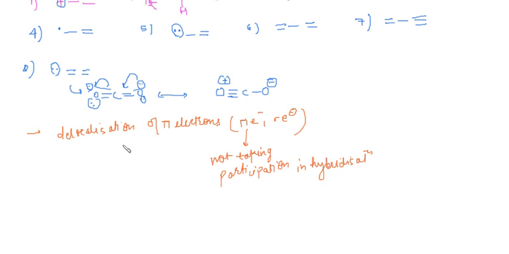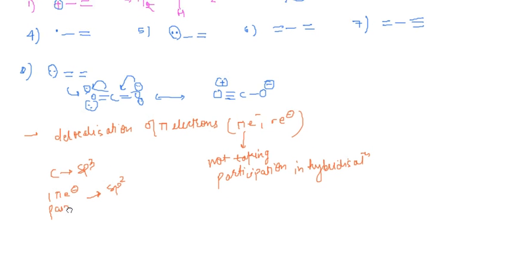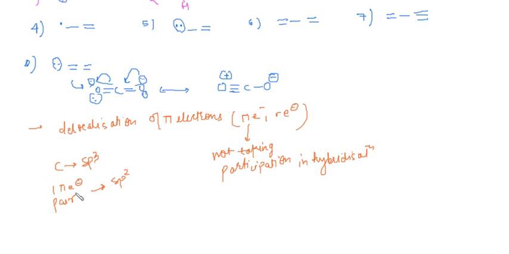Whenever there is a delocalization of electrons, resonance takes place. Now, if one pi electron is delocalizing, then, since carbon has sp3, if we have one pi electron it will obviously be sp2, either sp2 or sp. So if we consider one pi electron pair, it is sp2. Now sp2 is planar.